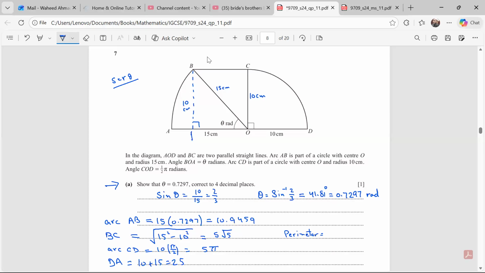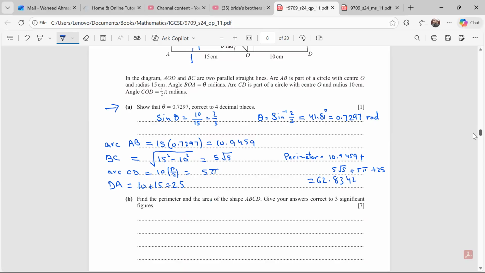Now I'm ready to find the perimeter. I have to add all these numbers: 10.9459 plus 5 root 5 plus 5 pi plus 25. When we calculate all of these, it is 62.838342, so approximately 63. Okay, easy. Now let's move on to the area.